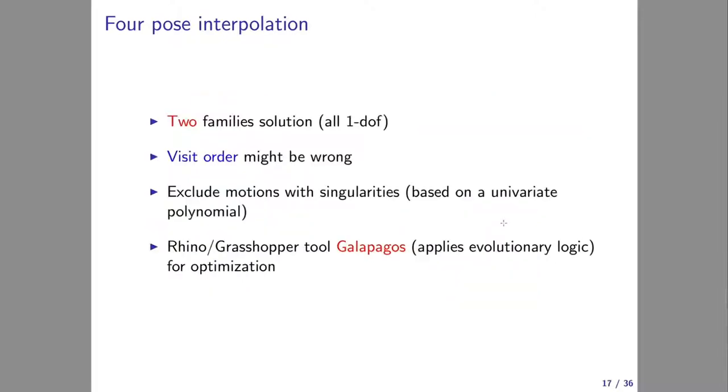So for this interpolation procedure, there are two family solutions. Each one has one-dimensional solutions. Just one thing, the visiting order for the target poses might be wrong from the interpolation. So we either have to switch family or change the initial input of four poses. So the singularity issue is excluded because they are based on a univariate polynomial. And we also use this Rhino-Grasshopper plugin Galapagos, which applies the basic evolutionary logic for optimization.